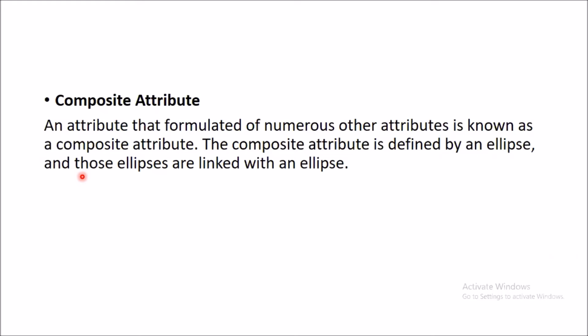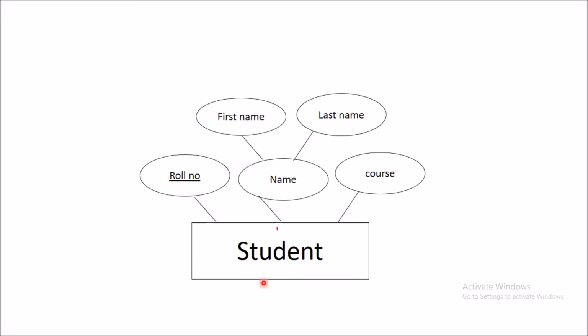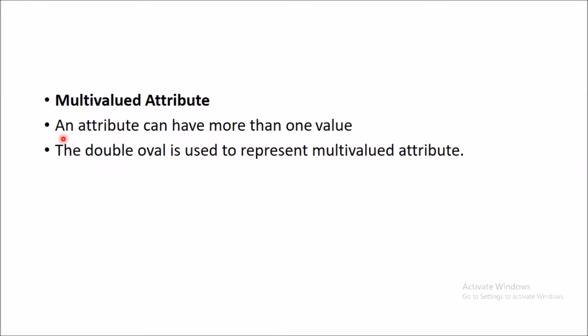I explain with an example so that you can understand easily. So here student is an entity, with roll number, name and course. So name is formed of other attributes like first name, last name. So name is a composite attribute. Roll number is a key attribute here and we represent it with underscore. Name is a composite attribute because it is formed of numerous attributes. That's why name is a composite attribute. I hope you understand. Now next is multi-valued attribute.